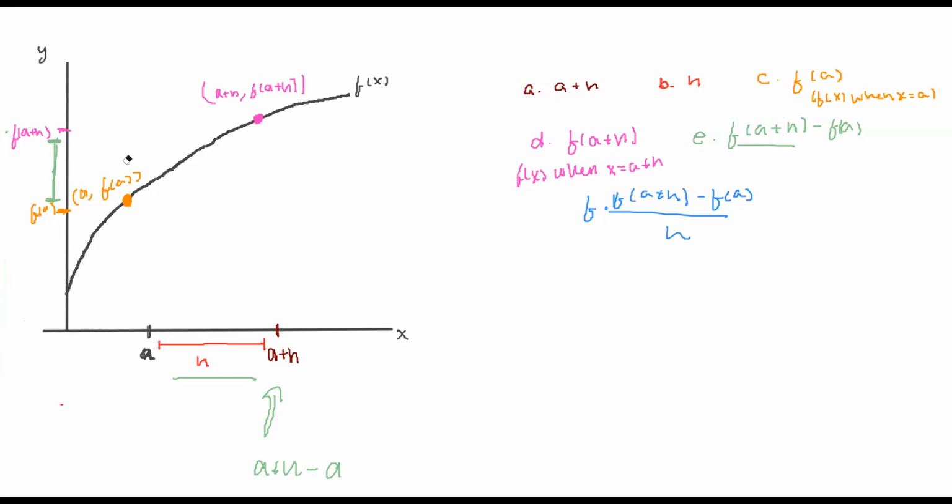distances because we have these points ordered such that A, F of A, here's our x value, here's our y value. A plus H, F of A plus H, here's our x value A plus H, our y value is going to be F of A plus H, it's over here. The distance between them is going to be F of A plus H minus F of A, like so. Are we okay? Yeah, that makes complete sense. Awesome.